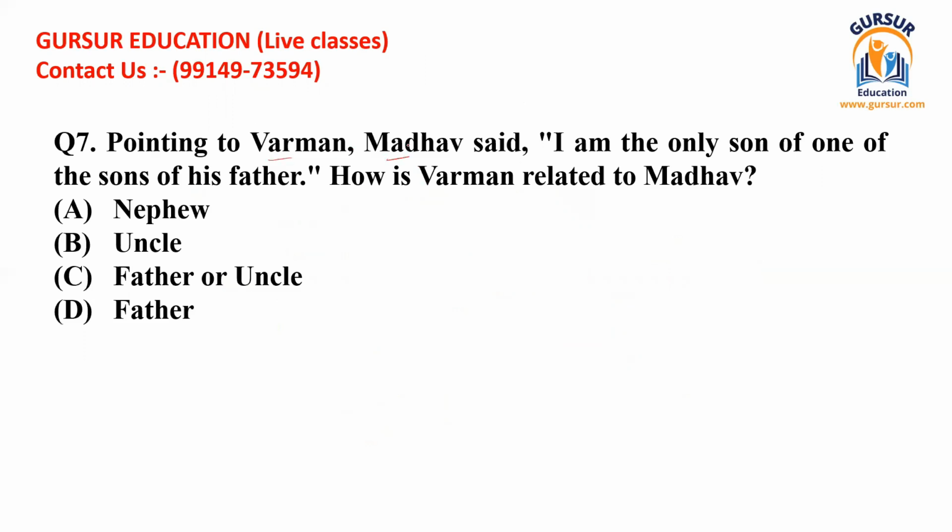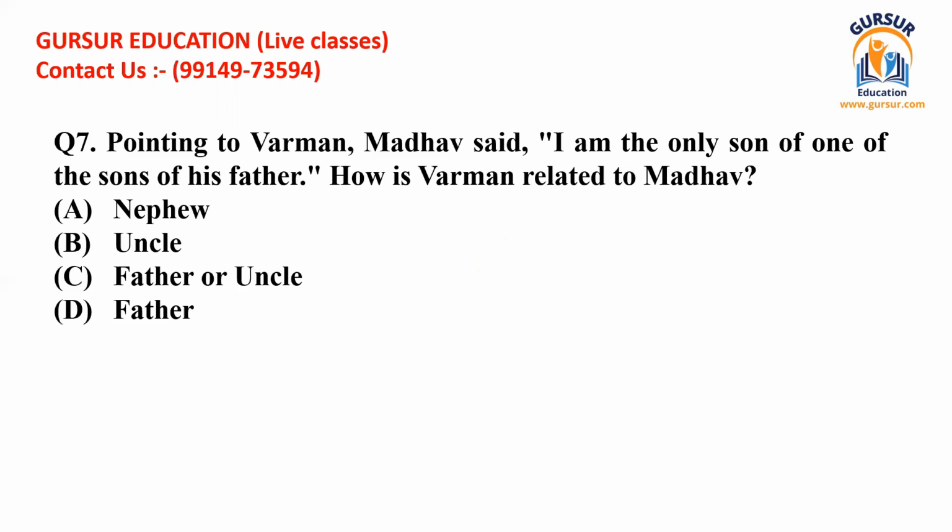So this question is saying, pointing to a Varman, Madhav said. So two parties have been given. The first party is Varman and the second party is Madhav. After that, it is being followed by a statement, and after this statement, a question is given. Now we have to find whether this is right or wrong. So what we have to do is make a relationship map, and I am just going to tell you how you can build that map.